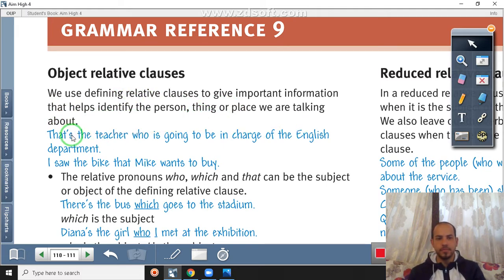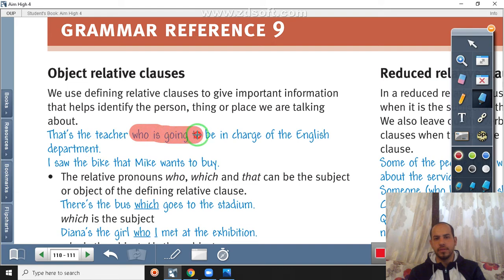For example, that is the teacher. Look here. Okay. That is the teacher, and this is the relative clause. That is the teacher of the English department. This is the original sentence, and this, in the pink or the red color, is the relative clause. This relative clause starts with the relative pronoun who. Who refers to what or to whom? Who refers to the teacher.